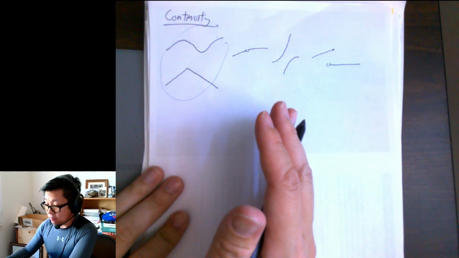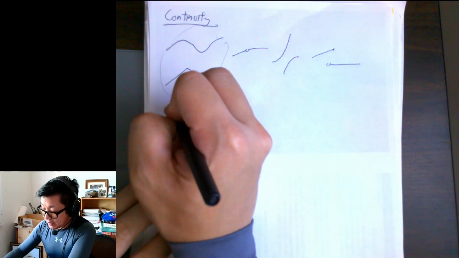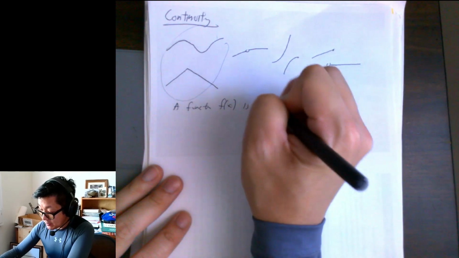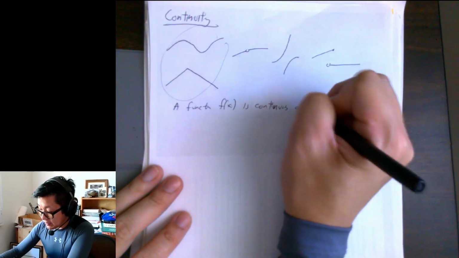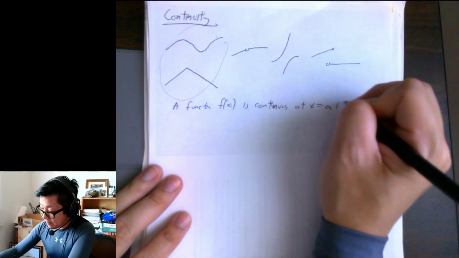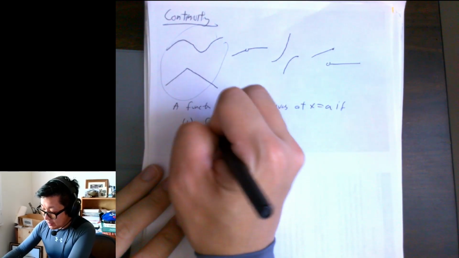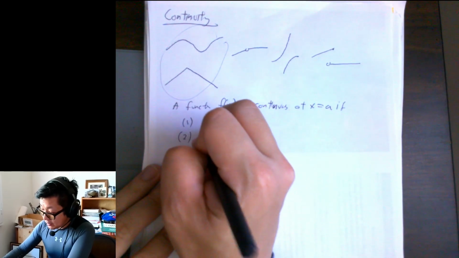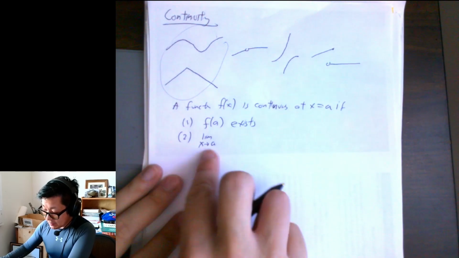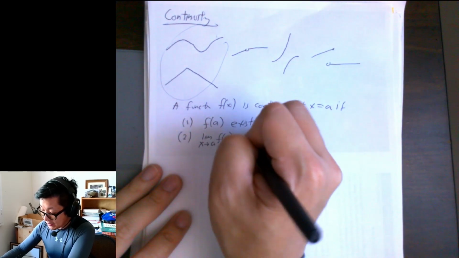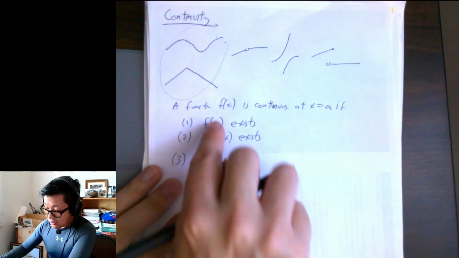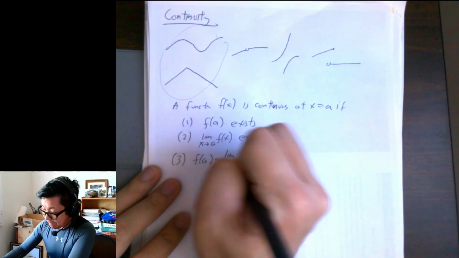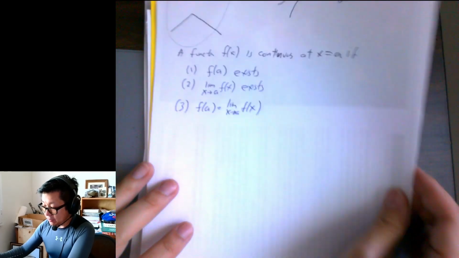There are three things that are required for continuity at a point A. So a function f of x is continuous at point A if, number one, the function at A exists, number two, the two-sided limit as x approaches A of the function exists, and number three, that this equals this. The function equals the limit value.